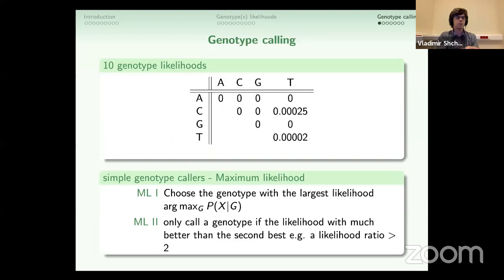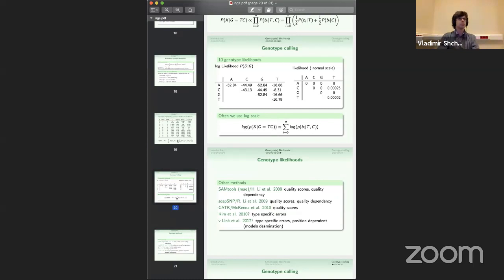There is a question in the chat. Nikita Moshkov asks whether SAM-Tools is usually used for ancient DNA or not, as GATK is more for usual samples.